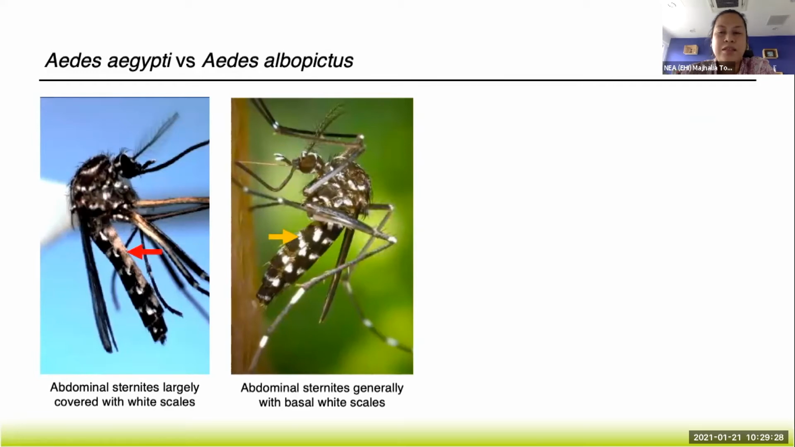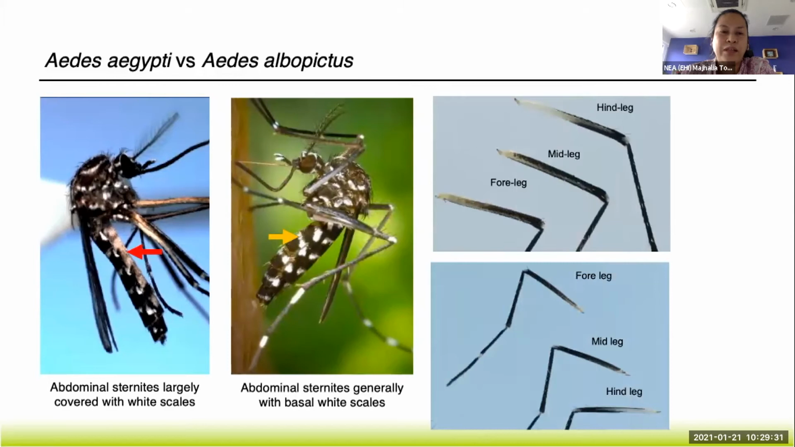So in addition, I think somebody mentioned this already, you have to also look at the legs. So can you tell me which set of legs is for Aedes aegypti? Is it the upper picture or the lower one? Yes, you're correct. There is a lyre-shaped marking on the picture of Aedes aegypti. Any comments on the legs? Which one is for Aedes aegypti and which one is for Aedes albopictus? Very good. The upper one is Aedes aegypti. And why is this so? Can you tell me why? You are correct.